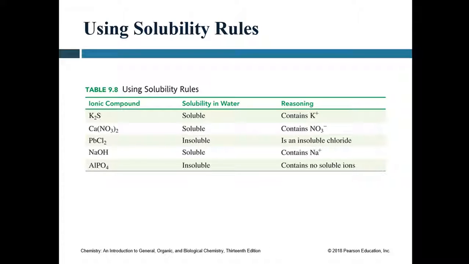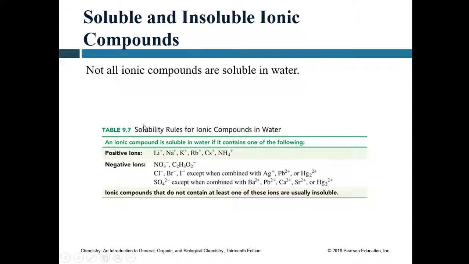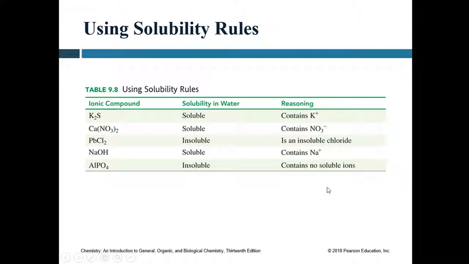All right. So table 9.8 is showing if something's going to be soluble or not by using the solubility rules. And you go, what solubility rules? Well, let's look back here at the solubility rules. Everything with a +1 charge is going to be soluble. Everything with a -1 charge is going to be soluble, except when we combine them with silver, lead-2, or mercury.